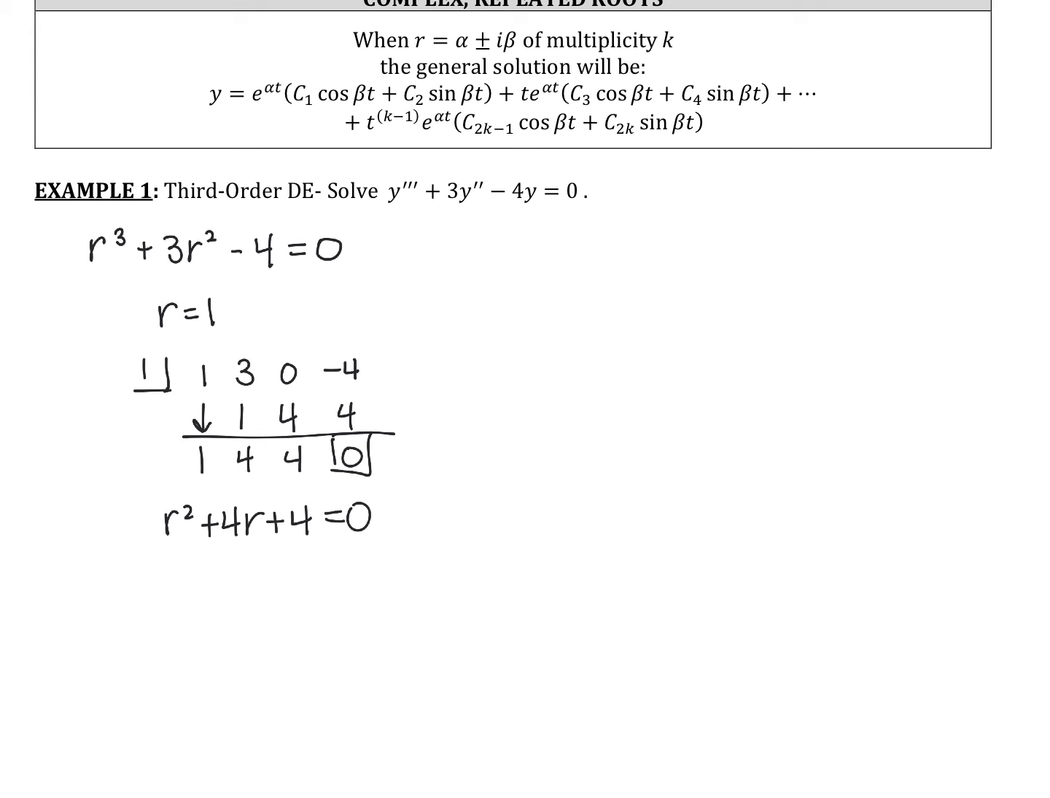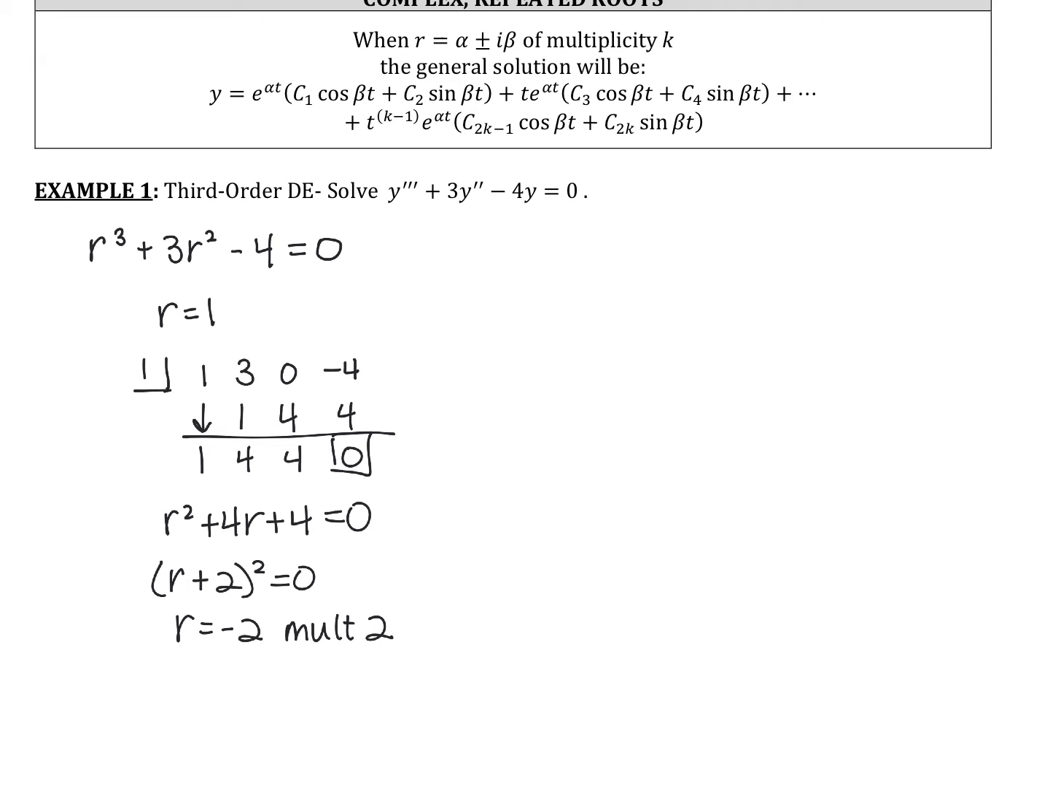Can we solve that one? Yeah. This is r plus 2 squared, which means I get r equals negative 2 with a multiplicity of 2. Okay, 3 roots. We expected that, since the characteristic equation was a third degree. One is distinct, and 2 are repeated, right?